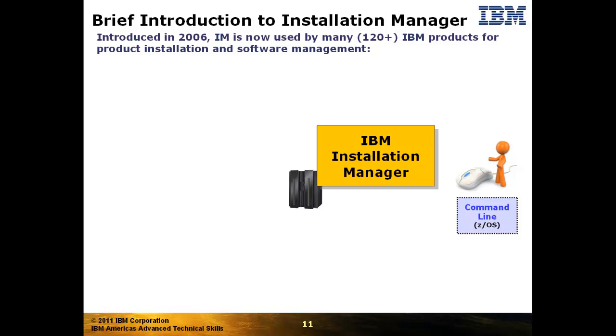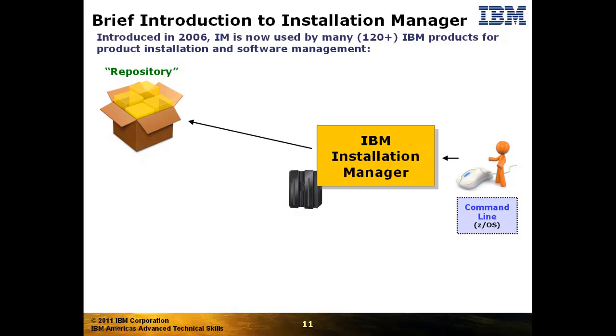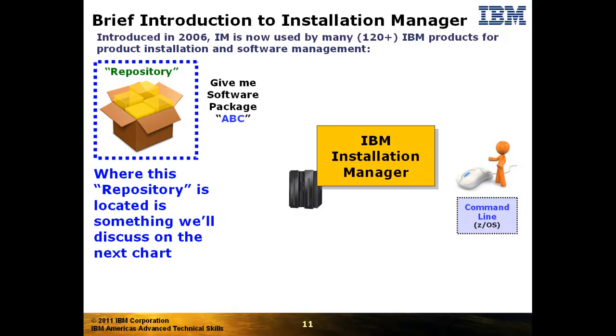It's a relatively simple installation process, and once installed, it's invoked and managed from the command line. On other platforms, it has a graphical interface. On ZOS, we don't have the benefit of that, so we go with the command line interface. To install a piece of software, WASZOS version 8 for example, you tell the Installation Manager to get that software from what's called a repository.